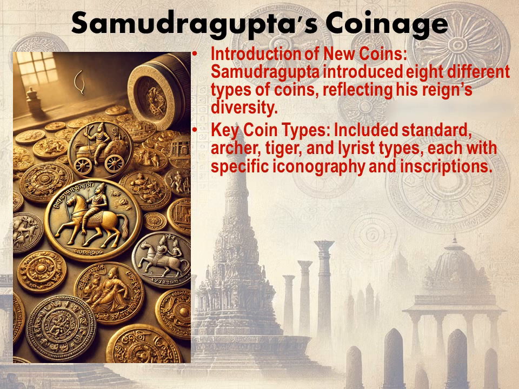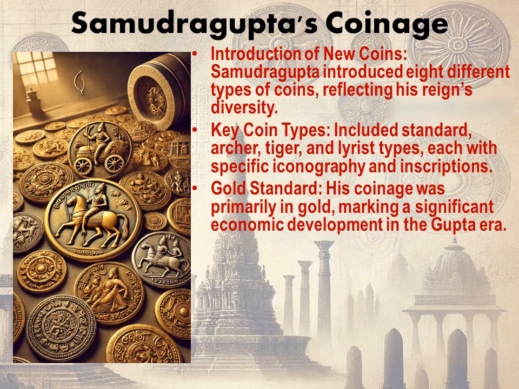It included standard, archer, tiger, and lyrist types, each with specific iconography and inscriptions. So the main types of coins were standard coins, archer type coins, tiger, and lyrist type coins, each one of which has specific iconography and inscriptions in them. His coinage was primarily in gold, marking a significant economic development in the Gupta era.